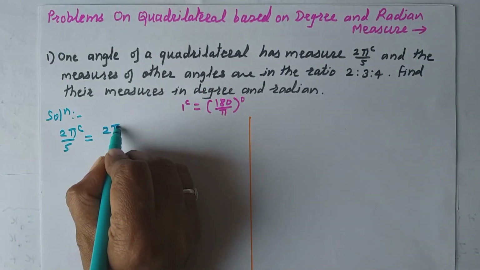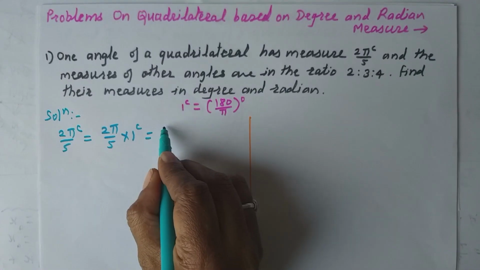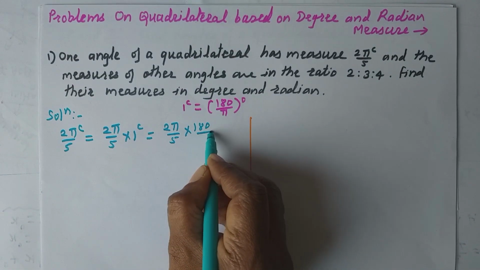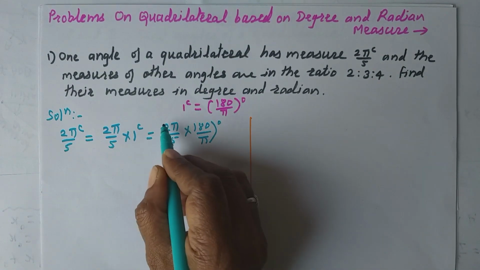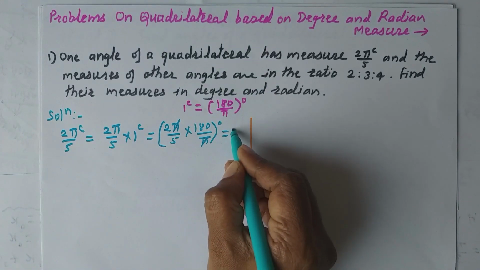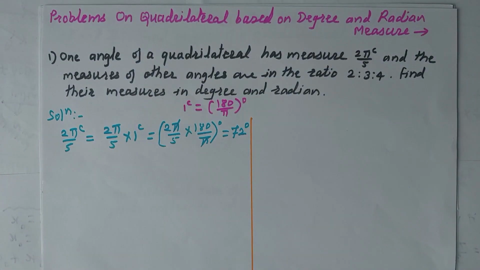Write down this 2 pi by 5 times 1 radian. Now keep the value of 1 radian, that is 180 divided by pi. Then the angle will get converted into degree. And simplify this. After simplification, this is nothing but the angle of 72 degree.